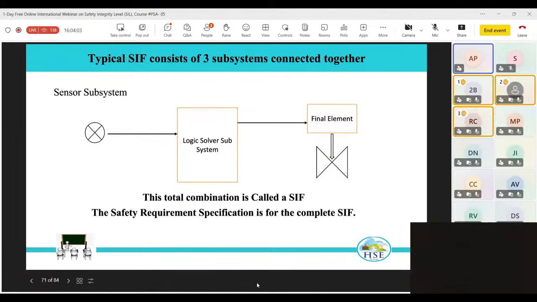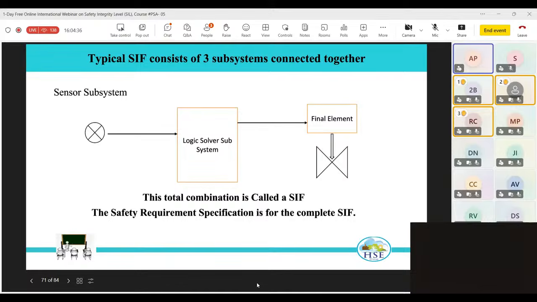So if the whole SIF has to be qualified for SIL 2, that is a risk reduction factor of 100, and say the sensor subsystem is selected for SIL 1, and the logic solver and final element are for SIL 2, then it will not fall under the SIL 2 category. The sensor subsystem, logic solver subsystem, and final element subsystem all have to be SIL 2 compliant. Then only the whole SIF will become SIL 2 with a risk reduction factor of 100.